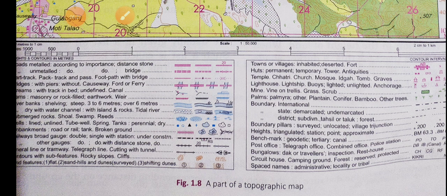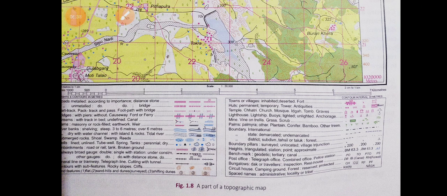And we learned about the northing and easting. Then we learned about the intermediate directions. These are the important points related with this lesson.